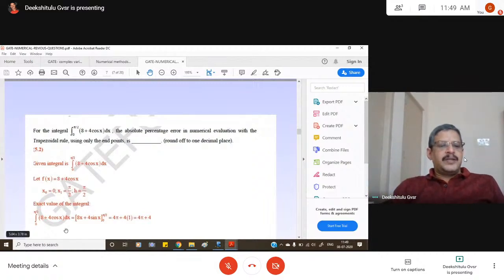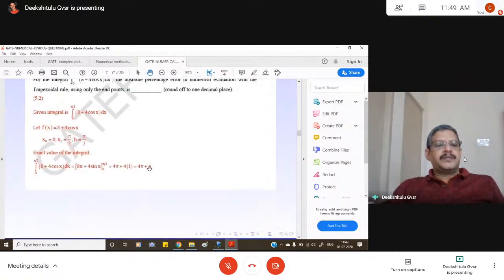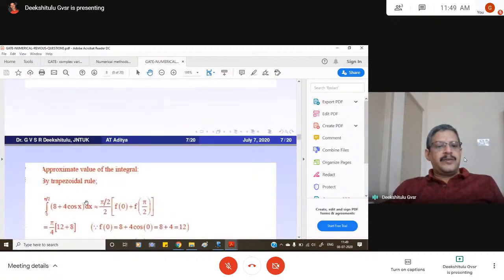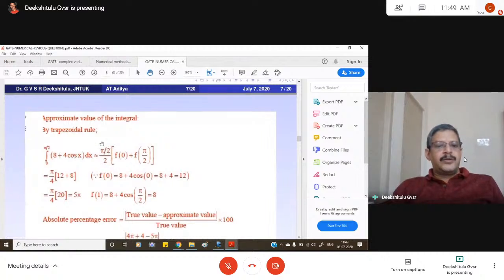So that means this integral becomes h by 2 into f naught plus fn. So the approximate value integrated by the trapezoidal rule is h by 2 into f naught plus fn. In between we don't have any terms. So f naught is 8 plus 4 cos 0, that is 12, and fn is 8. The value we get is pi by 4 into 20, that is 5 pi.